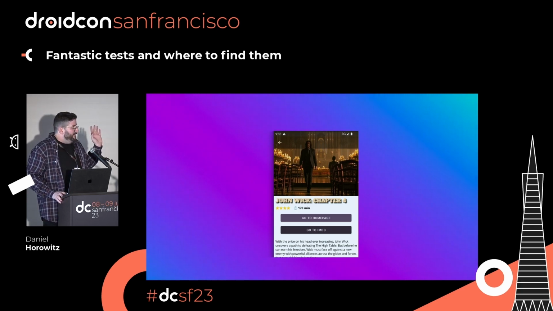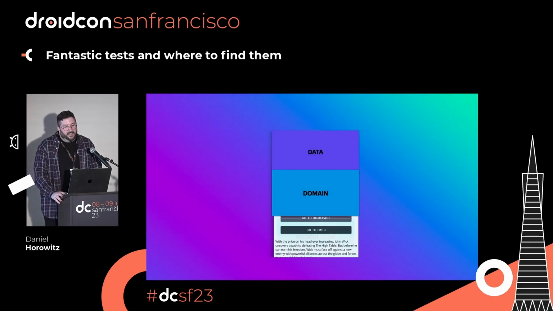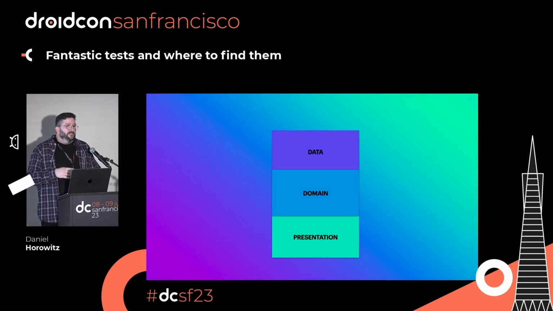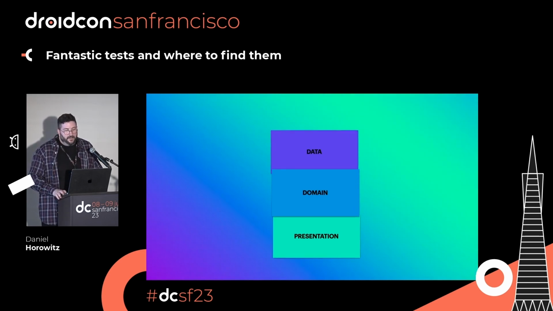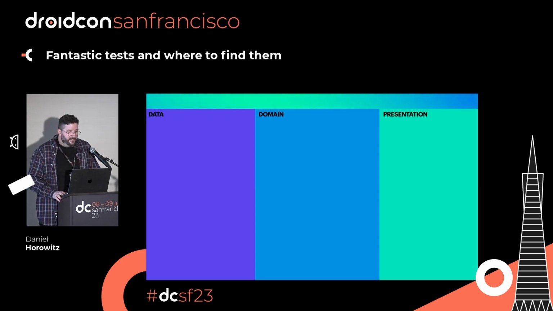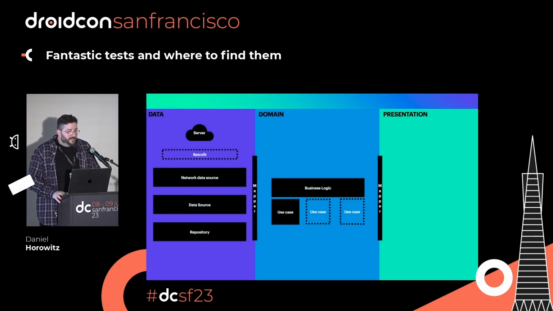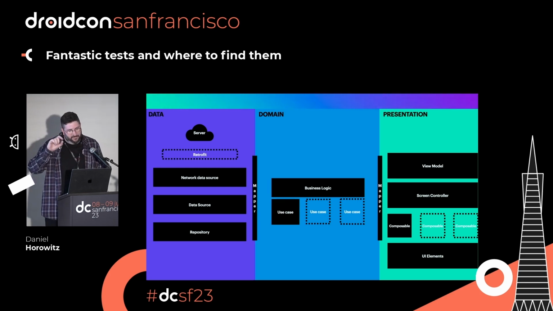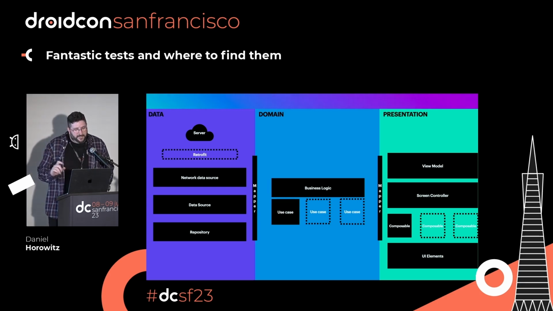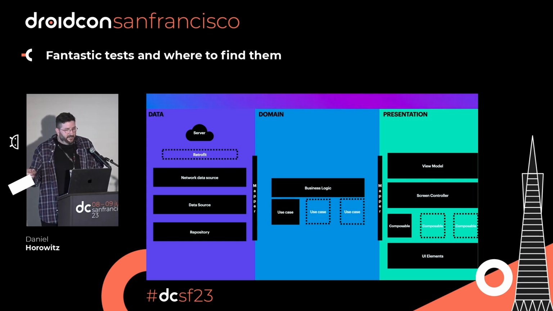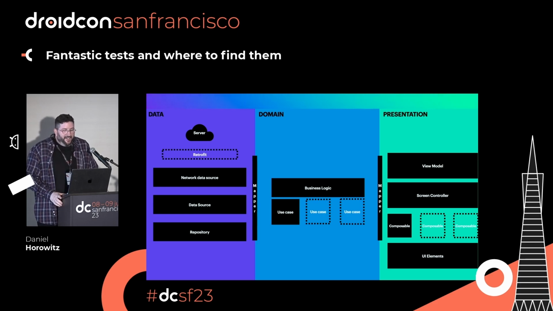Okay, so imagine you have this movies application, and I'm going to propose an architecture here just to kick off the conversation. So imagine you have this data, domain, presentation layers, and on the data layer you have a server, you have used Retrofit, you have a data source, a repository, and in the domain you have your business logic and some use cases. And then on the presentation you have a view model, you have a screen controller, could be anything you like, pick your poison here. And then composables or views, and then the UI elements if you're using like a system design library.